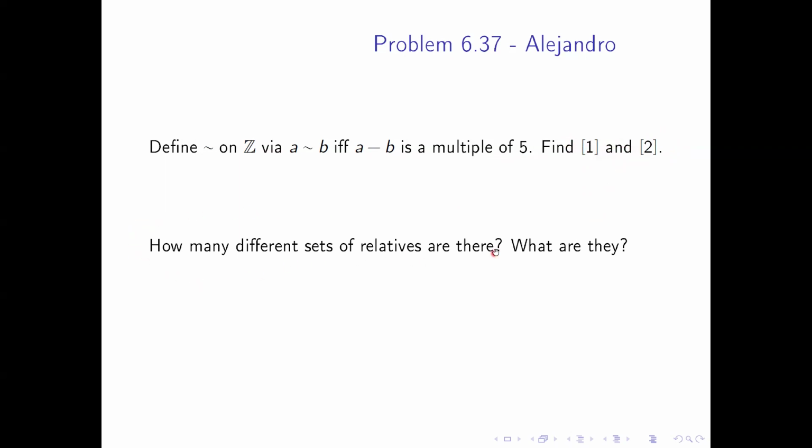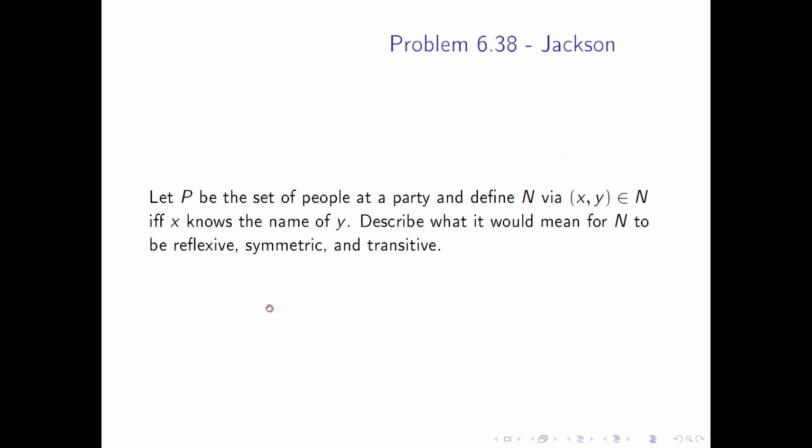And so how many different sets of relatives are there for this particular situation? And what are they? That's a little bit more. So I gave you to find 1 and 2. In general, for this thing, how many different sets of relatives are there? And what are they? I mean, different. They could have different labels, but are they the same or not?